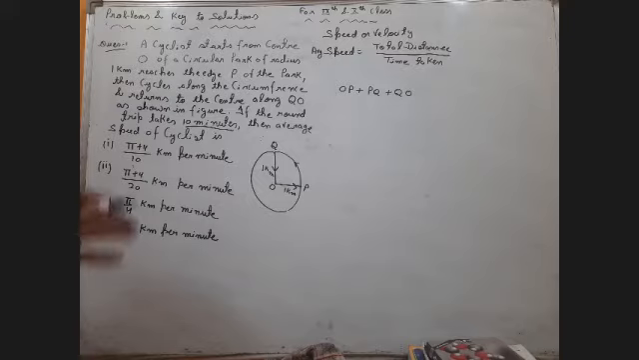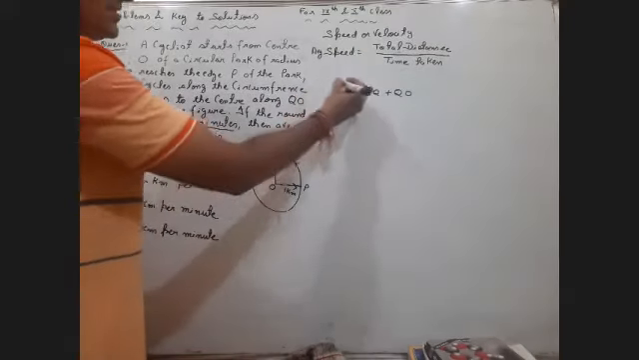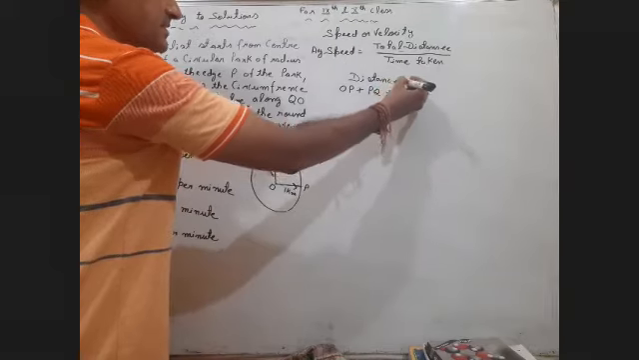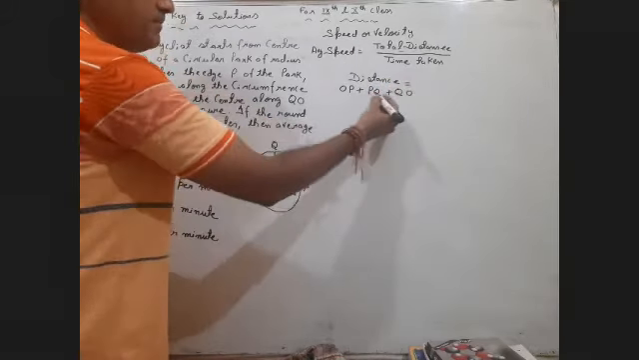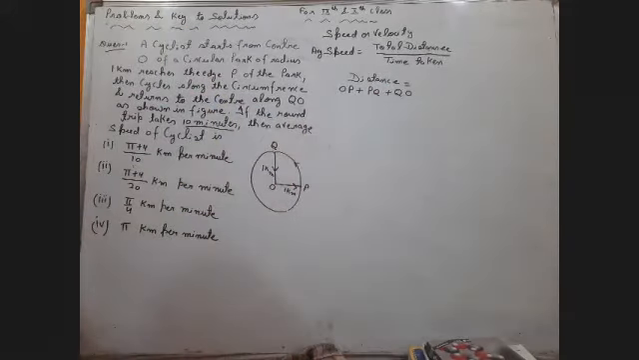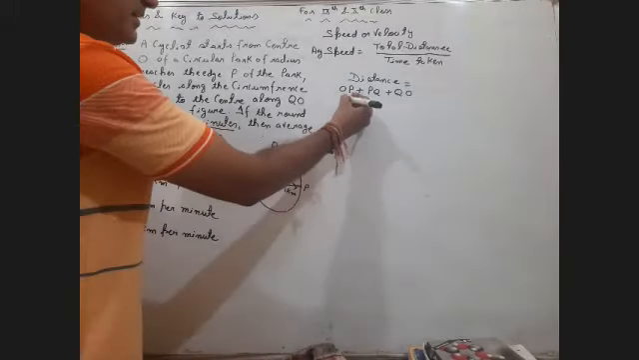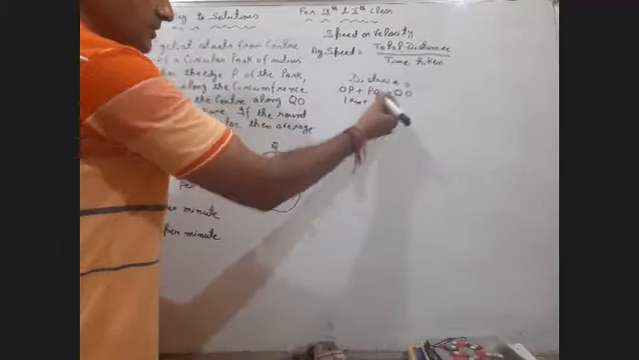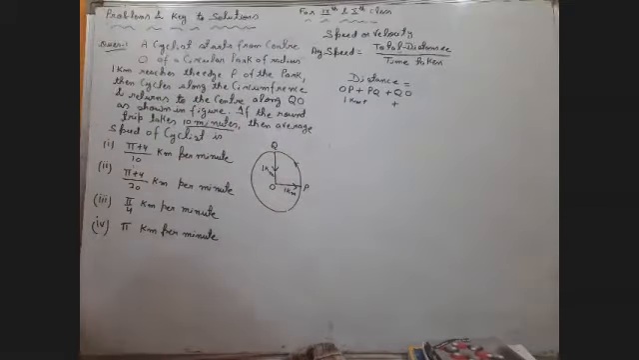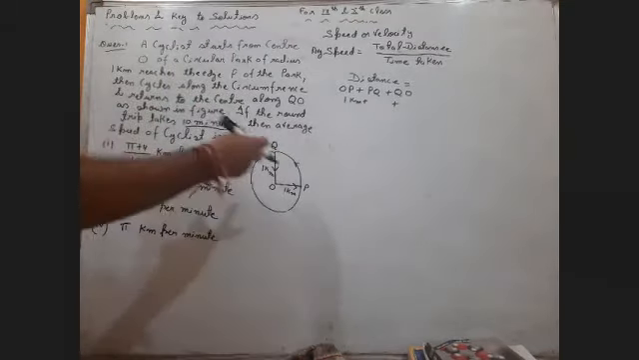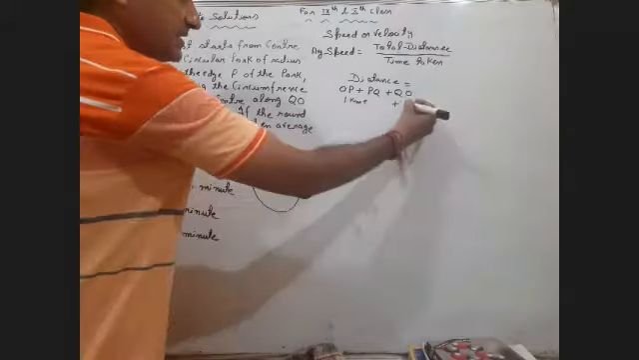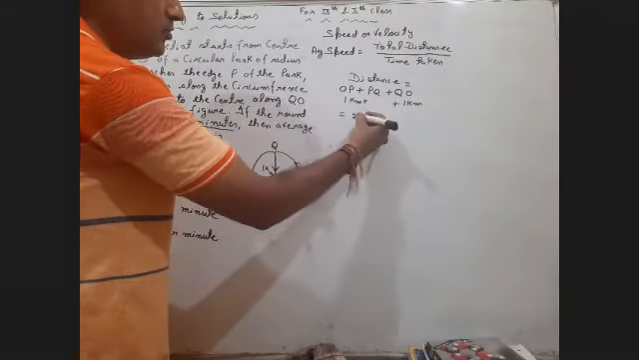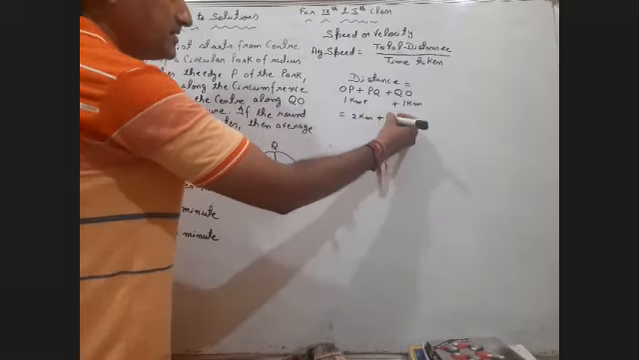Getting my point? So this is the distance. Distance is equal to OP plus PQ plus QO. We already know OP is 1 kilometer, plus PQ, the value of which we have to calculate. I am going to tell you how we will calculate this PQ. And QO is again 1 kilometer. So we can say total distance is equal to 2 kilometer plus PQ.